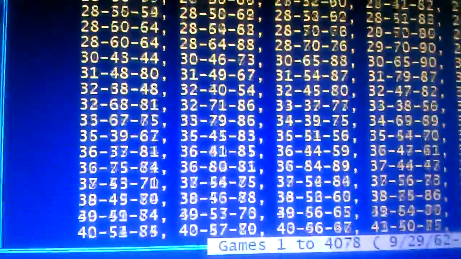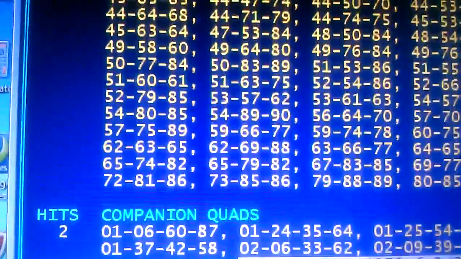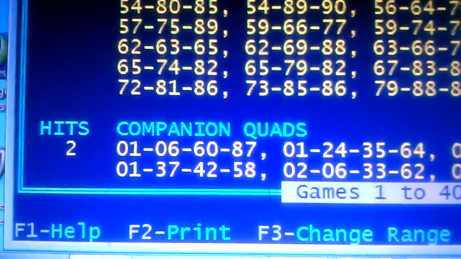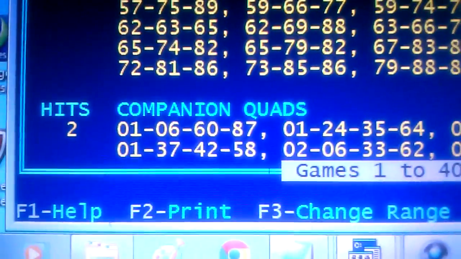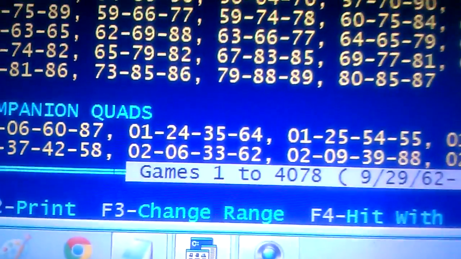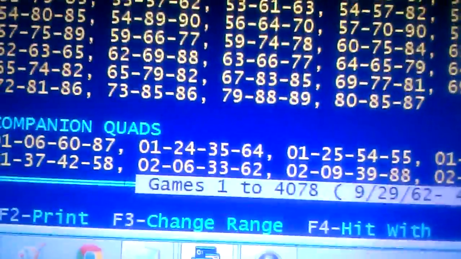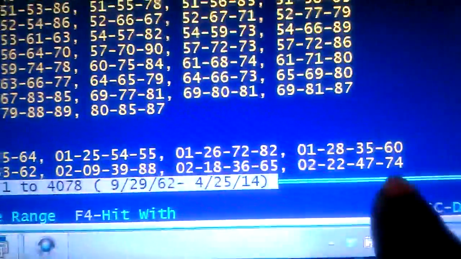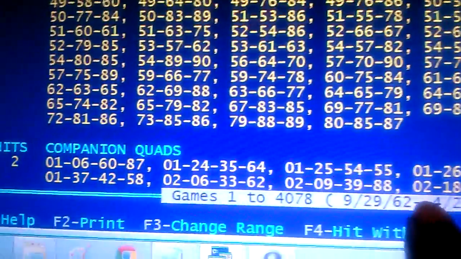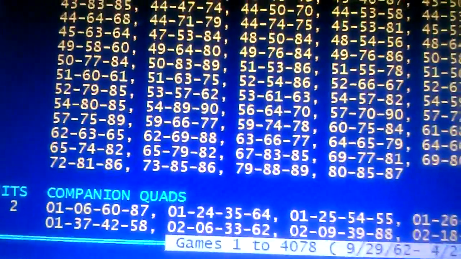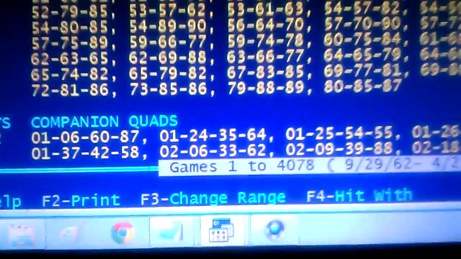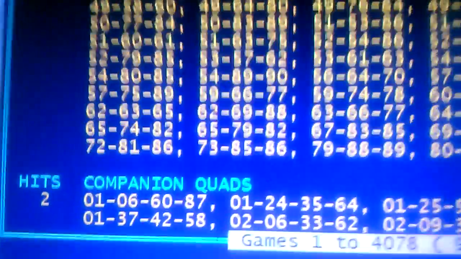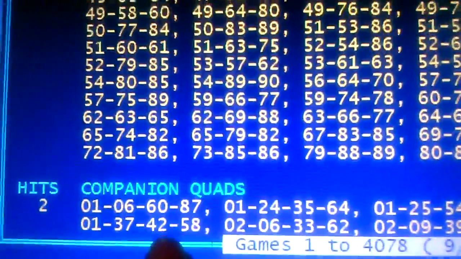You see all of these different combos that have occurred together so many times. Look at this. Lottery numbers 1, 6, 60, and 87, that's occurred twice. Look at this. 1, 24, 35, 64, that's occurred twice. All of these combinations you see down here at the bottom, these are the quads, 4 numbers that have occurred together twice in the history. In the 4,078 drawings that I have, these combinations have occurred twice.